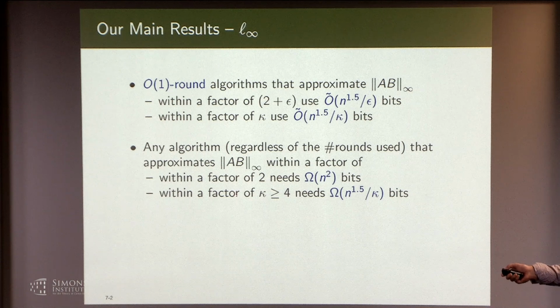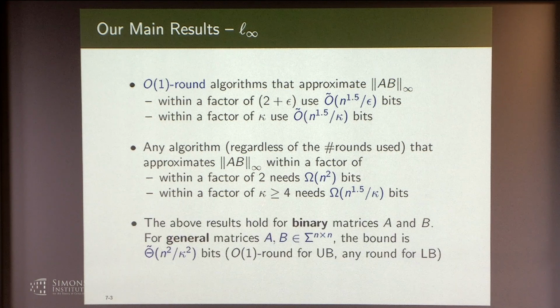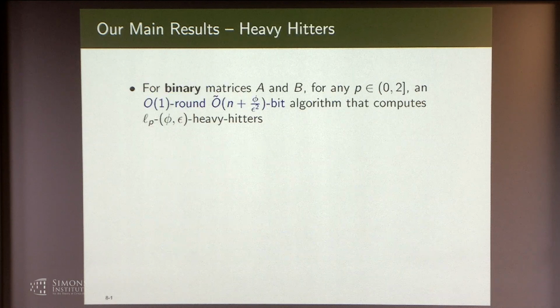If we want to approximate within a factor of kappa, then basically this result is tied up to some log factor. Okay. So these are all for binary matrix. If a matrix, a general matrix, takes arbitrary integer values, then the bound is actually much higher. So it's n squared over kappa squared. Kappa is the approximation ratio. Okay. So this is for L infinity.